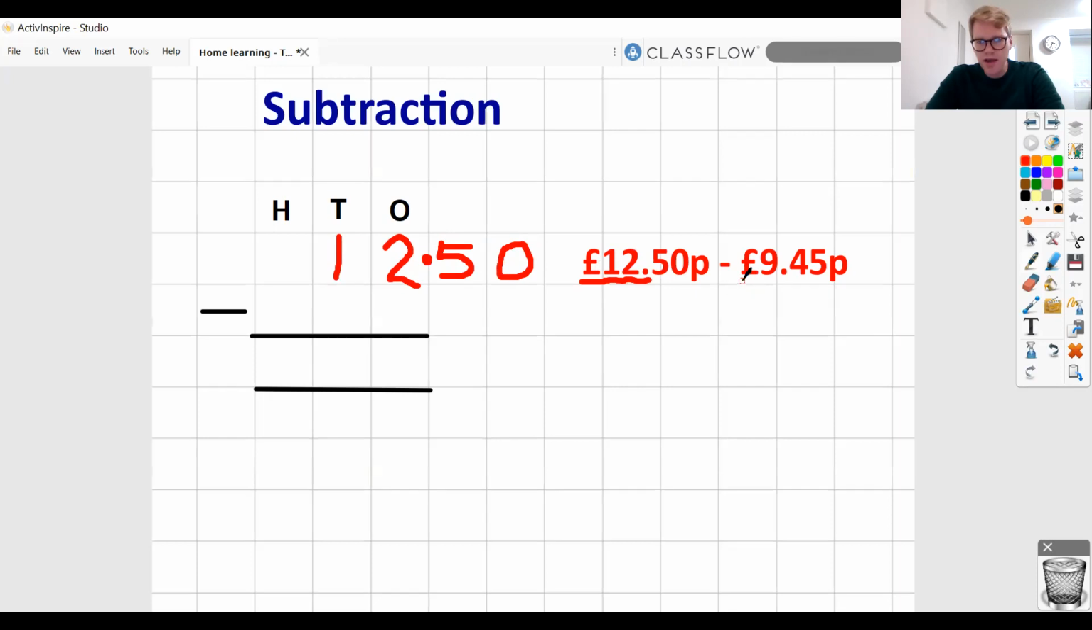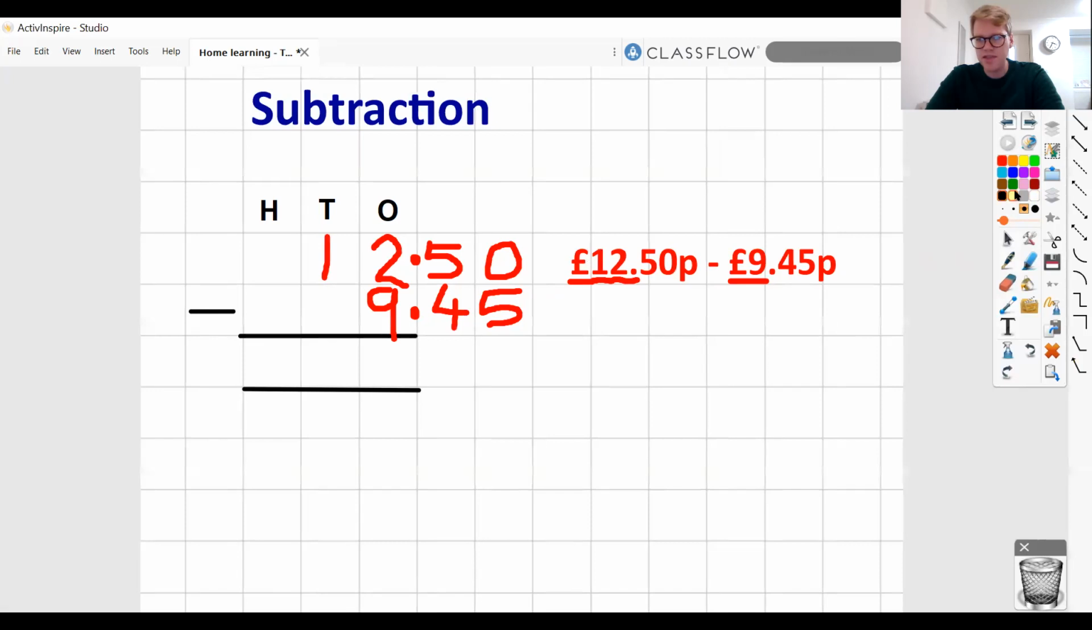And crucially as well, now that I get onto my other pounds, my £9 here, that's 9 ones. I'm going to make sure that's all lined up nicely. And again, my decimal point, I've got 45. I might just extend my answer box a little bit here so you can really make that obvious as well. That's £12.50, take away £9.45. And yeah, we'll extend our little black lines here too. So where am I going to start? As always, I'm going to start on that right-hand side.